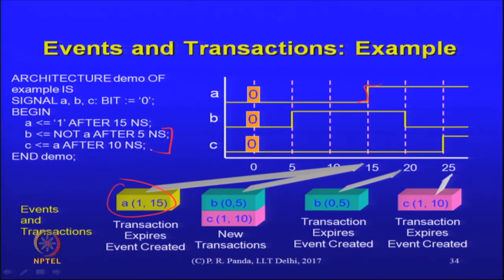So, we will evaluate B. A value of 0 is scheduled for B for 5. So, this 5 is a relative time, like I was saying, it is 5 from the time that we are currently processing. So, a value of B05 is scheduled, that is one transaction, and similarly C110 is another transaction. Two new transactions enter the event queue.